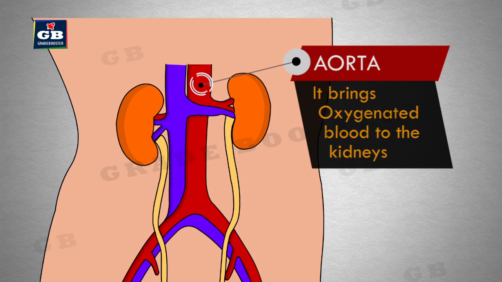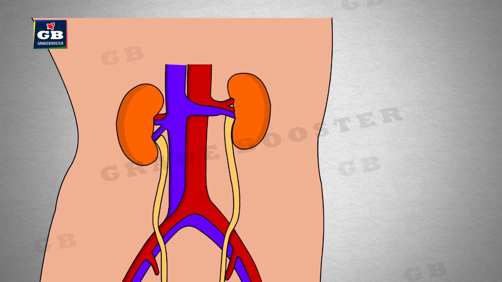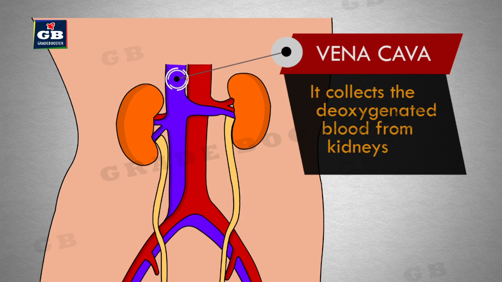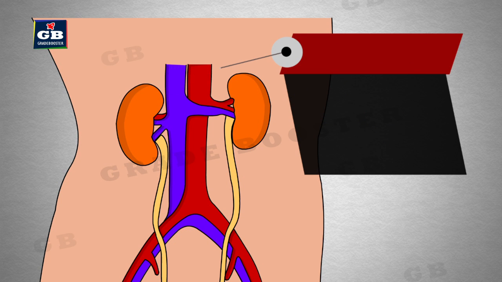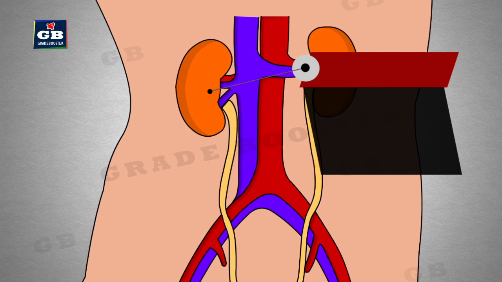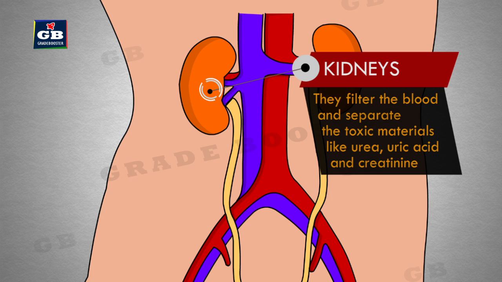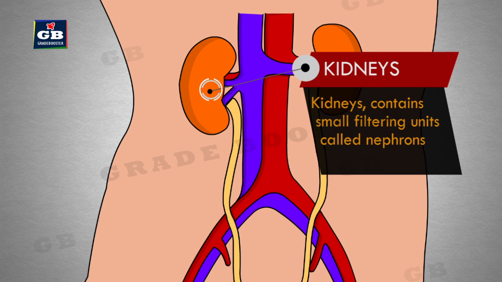This is aorta. It brings oxygenated blood to the kidneys. This is vena cava. It collects the deoxygenated blood from the kidneys. These are kidneys. They filter the blood and separate the toxic materials like urea, uric acid, and creatinine. Kidneys contain small filtering units called nephrons.